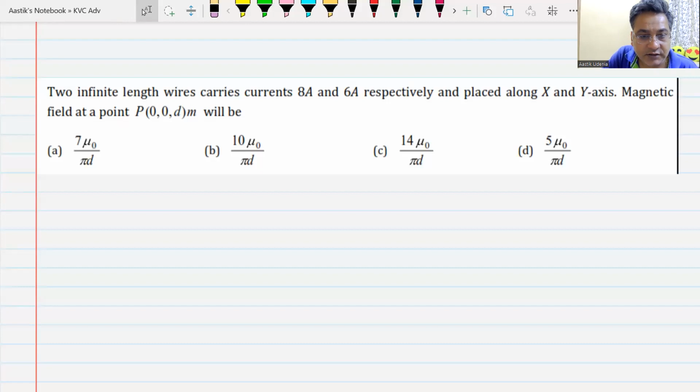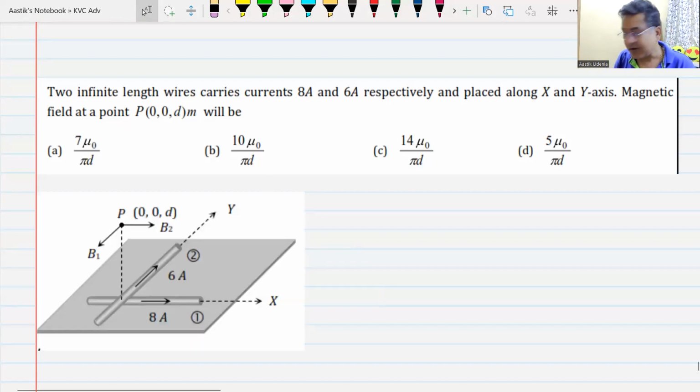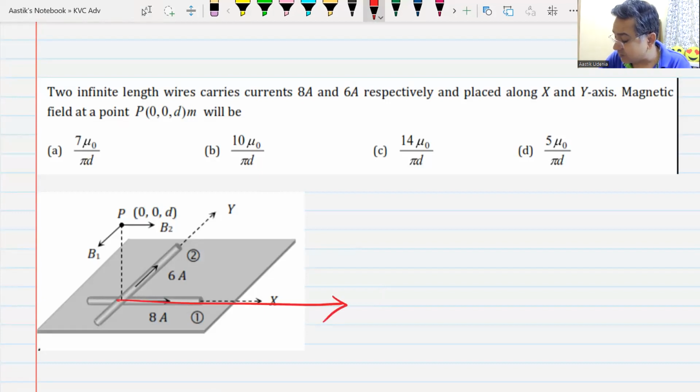So if I just show you the diagram, I think this question would be solved. The diagram looks like this. This is the original diagram, that original axis. Your x-axis would be here, your positive y-axis would be here, and your positive z-axis would be here. Magnetic field due to this infinite wire would be in this direction. Do we understand this? Magnetic field due to this wire would be in this direction.